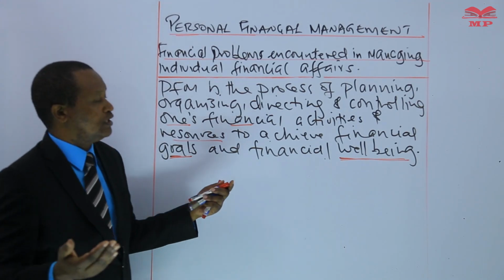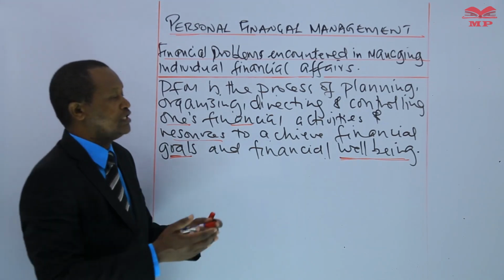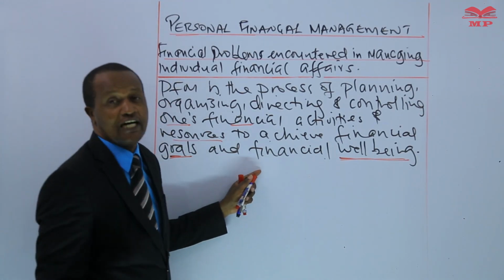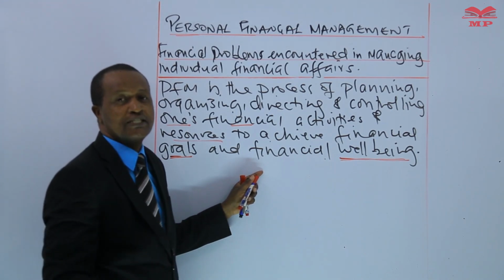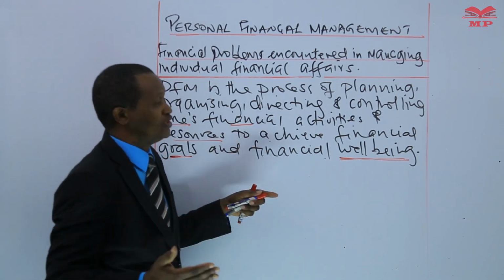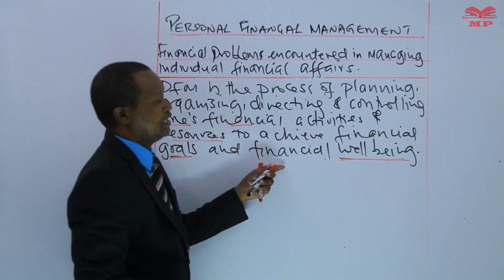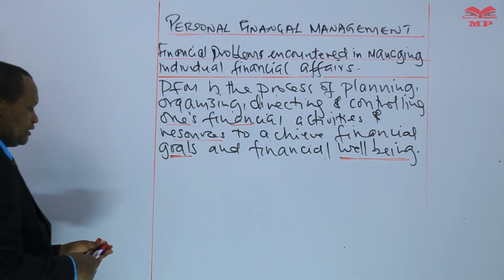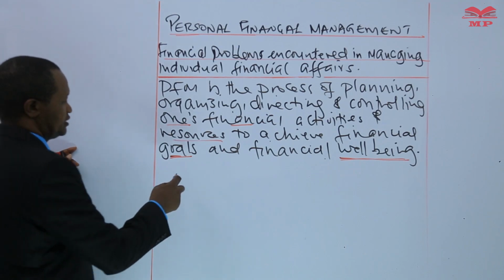And therefore, it's important for us as individuals to understand how to manage our financial resources, because we all know that finances are limited. Financial resources, by their very nature, are limited. So it's important to manage the resources that are limited in order to achieve financial goals and financial well-being. So what are some of the problems encountered in managing individual financial affairs?